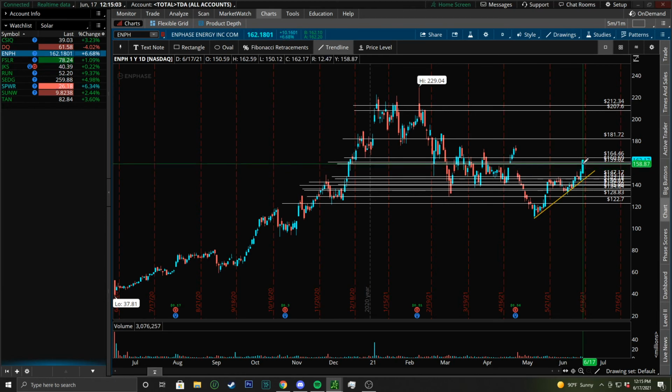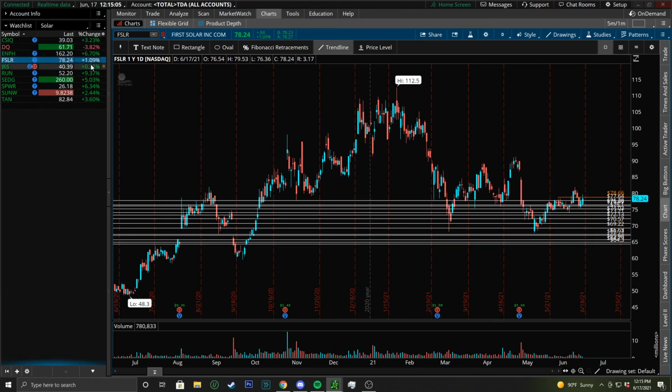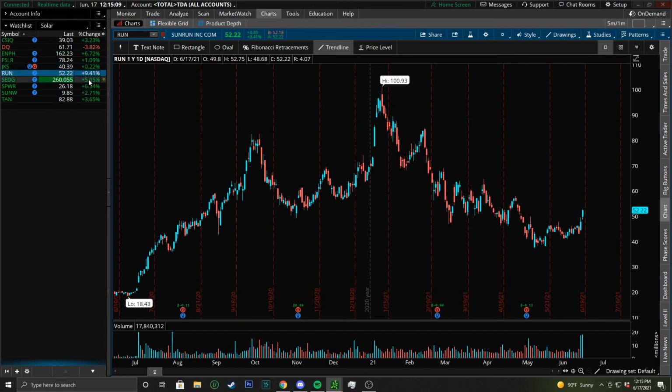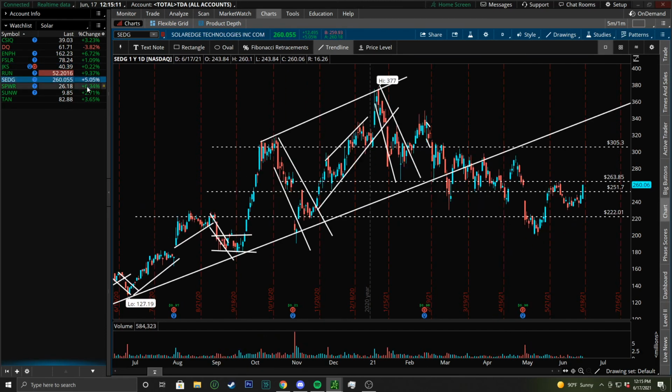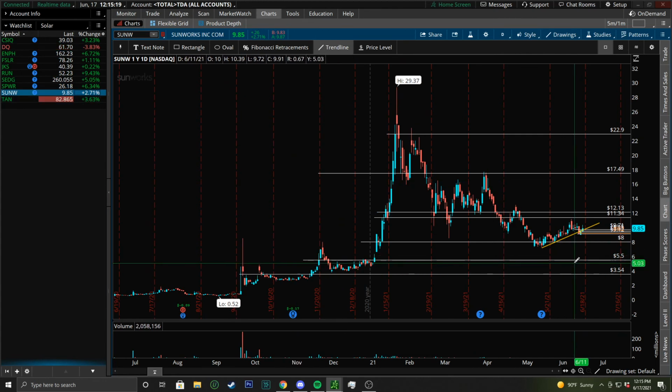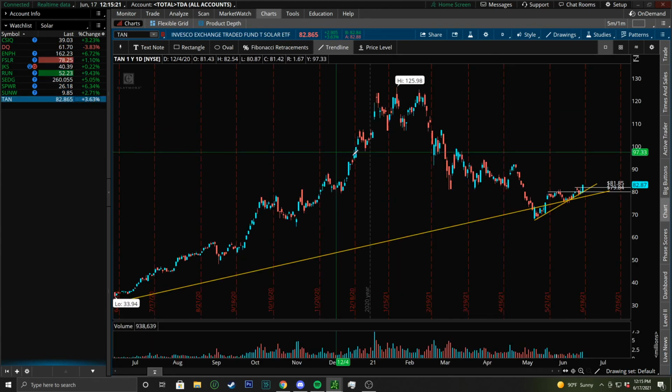EMPH, I would say it's moving exceptionally ahead of schedule. FSLR still moving in on par. RUN, I would say, is ahead with EMPH. SEDG, perfectly on par. SPWR on par. SUNW a little bit behind, on par-ish, and then this one's on par. So as you can see, this is TAN, it's on par.